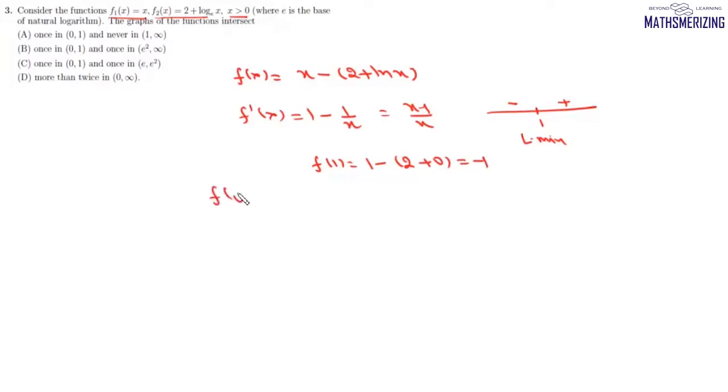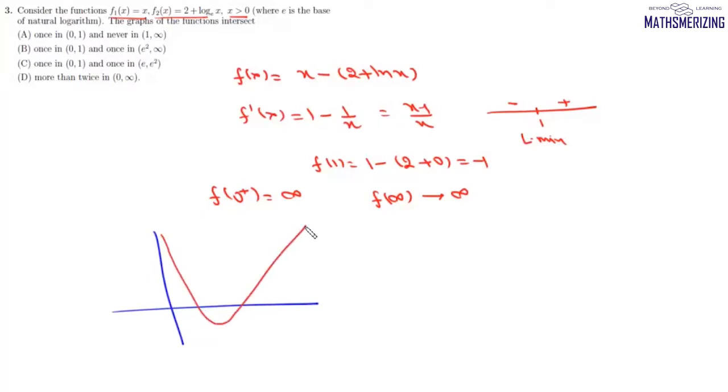Now if we take f(0 positive), it will be 0 minus 2 minus log 0, which is plus infinite. So this function starts from infinite, at 1 it takes the value minus 1, and then at infinite it will again take the value infinite. So the graph of this function will be something like this, where this is 1 and the value at 1 is minus 1. So this equation has one root between 0 and 1. That means these two graphs will intersect once in (0, 1). And then we have to check the other options.